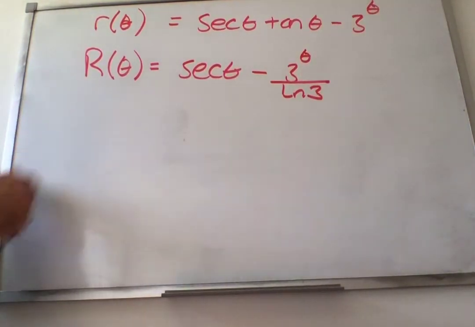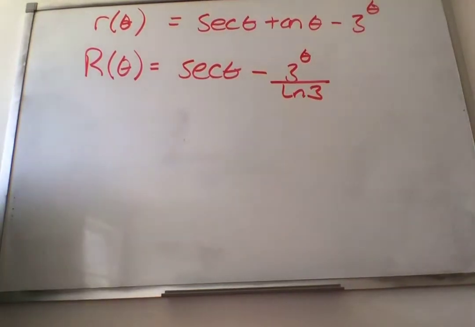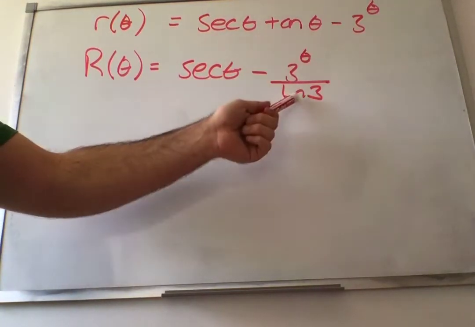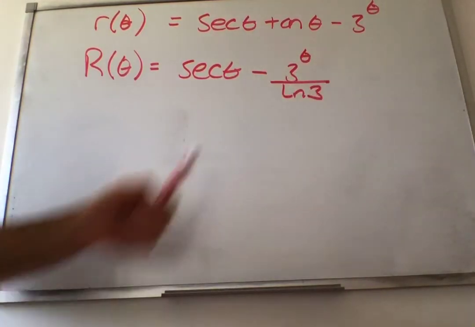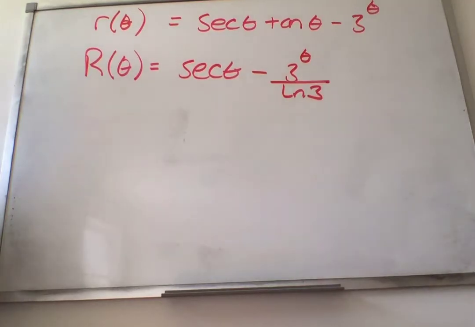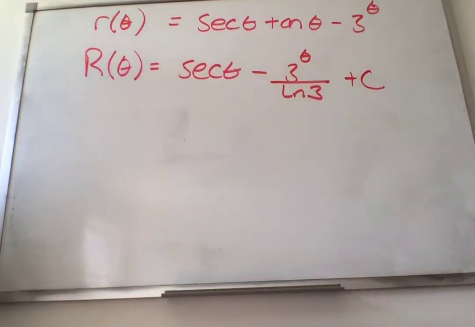Okay? So that's why you didn't see it in an earlier example when we found the antiderivative of e to the x. Now, if you were to take the derivative of this, you're going to see the ln of 3 and the other ln of 3 will cancel. You get 3 to the theta, and then we already talked about that. Now, plus c. Don't forget the plus c. Okay? Very important.